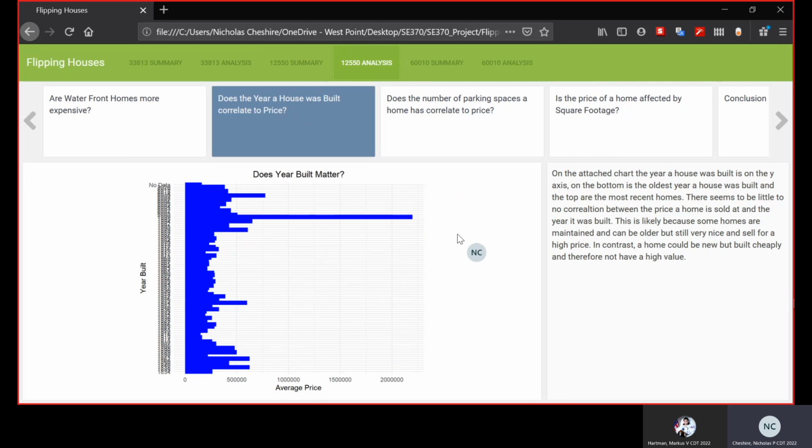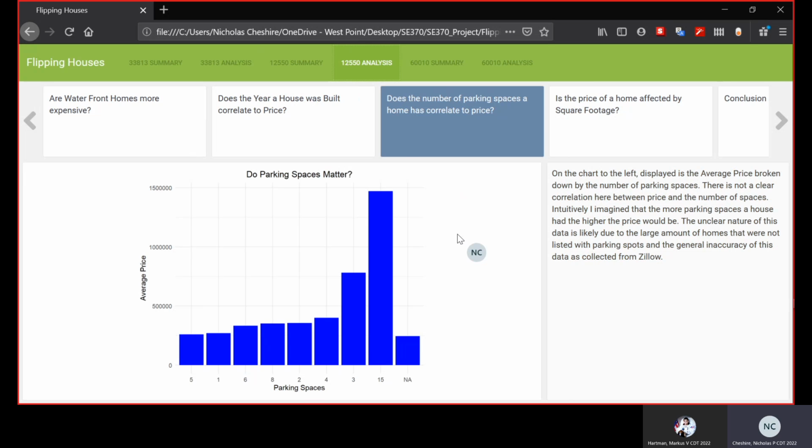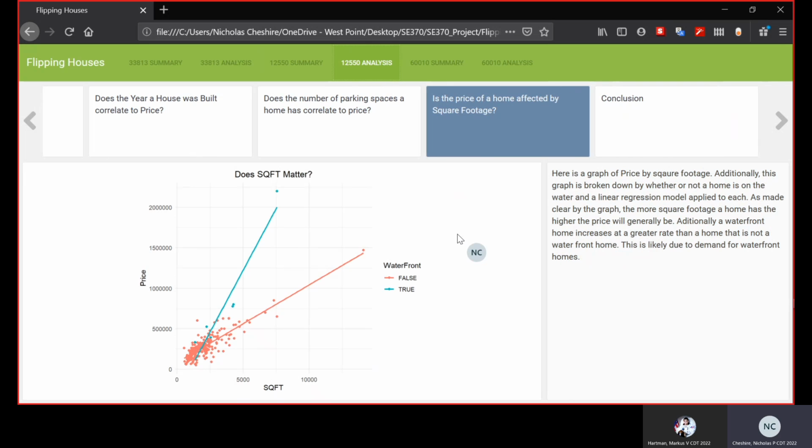The year built does not matter, just like 3313. When we're looking at our parking spaces, they do not matter at all. Generally, as I talked about in the 3313, probably due to the lack of accurate data on Zillow.